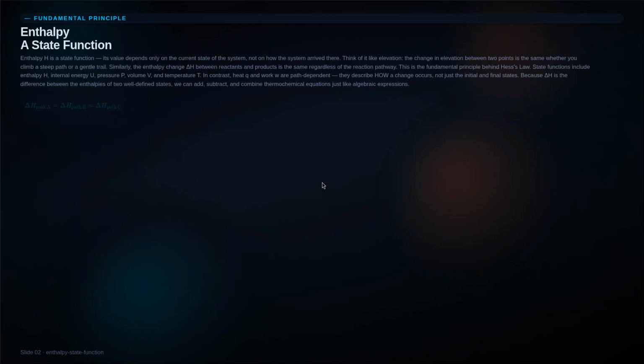Enthalpy H is a state function. Its value depends only on the current state of the system, not on how the system arrived there. Think of it like elevation. The change in elevation between 2 points is the same, whether you climb a steep path or a gentle trail. Similarly, the enthalpy change between reactants and products is the same, regardless of the reaction pathway. This is the fundamental principle behind Hess's law.